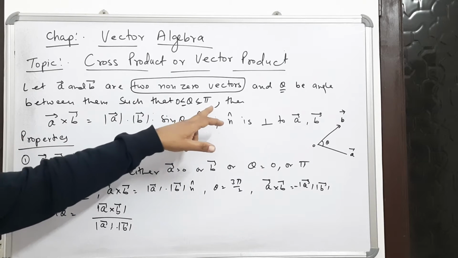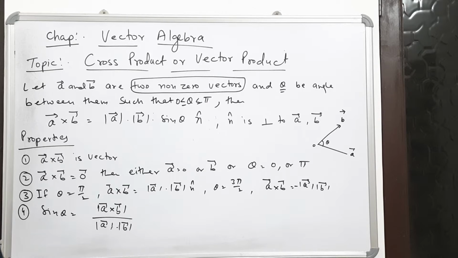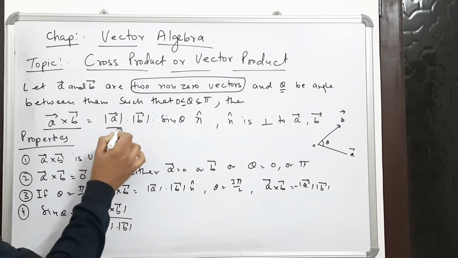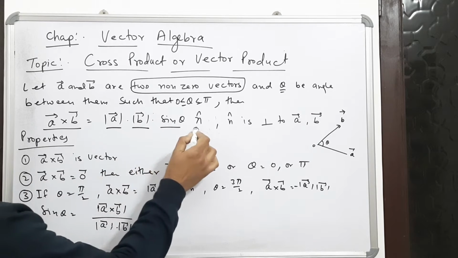And this value of theta is between 0 to pi. It can be 0 also or it can be pi also when they are collinear vectors. Then A cross B is the magnitude of A into magnitude of B sine theta n cap.